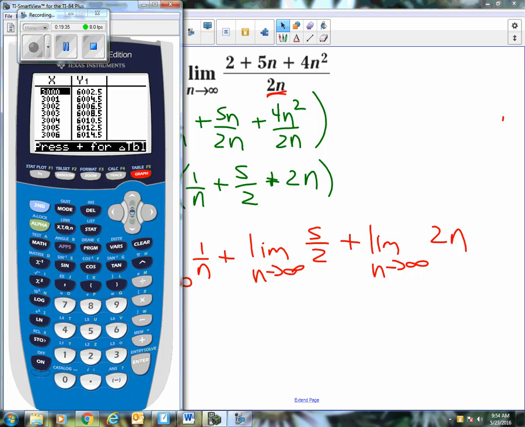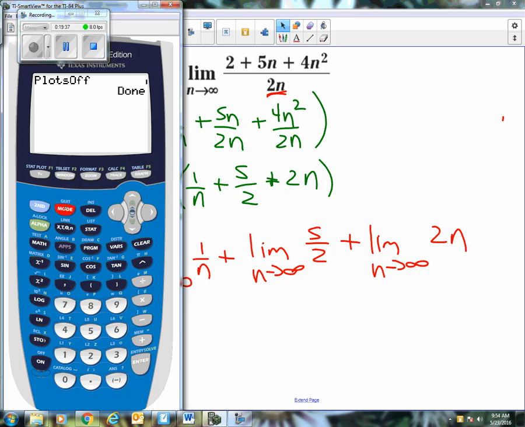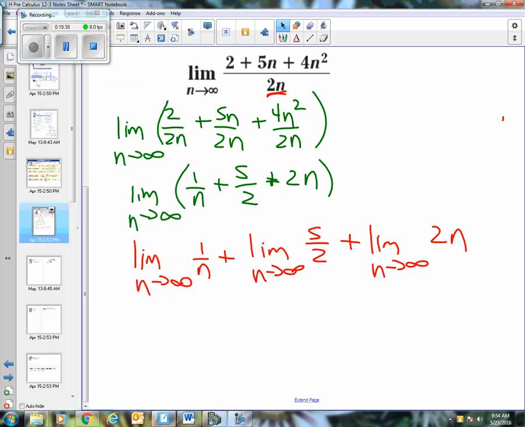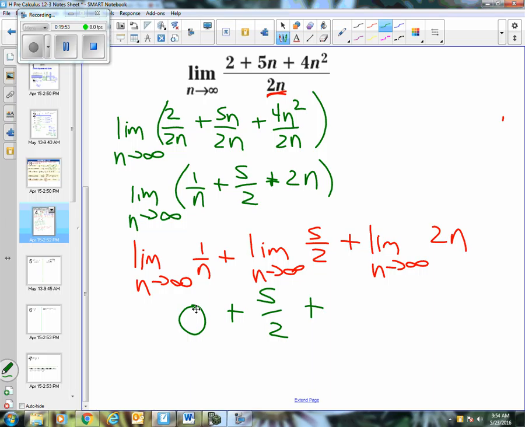Now, what does that tell me? If it keeps growing, keeps growing, keeps growing, let's think about that as we do the limit. So what happens to the limit of 1 over n as n approaches infinity? Well, that's going to go to 0 because the denominator is growing. What happens to 5 halves? Well, it's a constant. Absolutely nothing. It's going to stay 5 halves. Here's the problem. What happens to 2n as n gets really, really big? It's going to grow. It's going to get bigger and bigger. That's linear, right? It doesn't grow very fast, but it gets infinitely large.